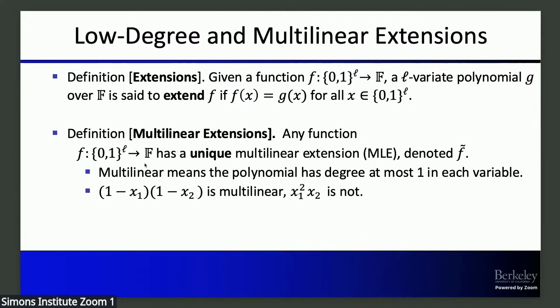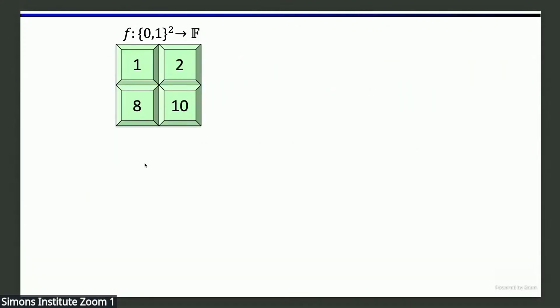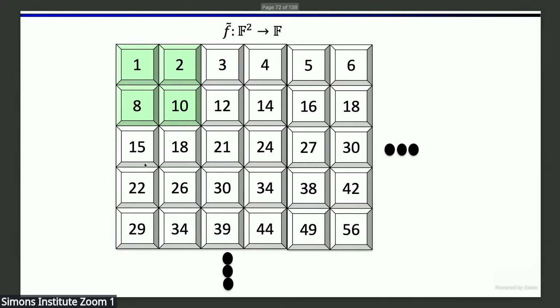It extends the function whose domain is {0,1}^L if they agree where they're both defined. And if I give you any function with this domain, there's a unique extension that's multilinear. That means it's a polynomial of degree 1 in each variable. Here's an example function on {0,1} by {0,1}. Here's its multilinear extension. You can check it's linear in each variable. This is a line in each direction.